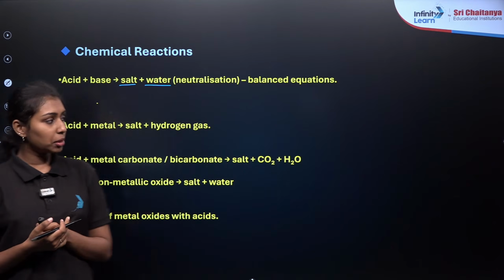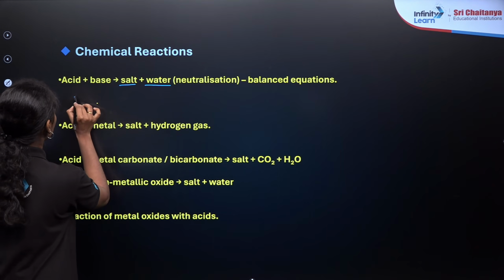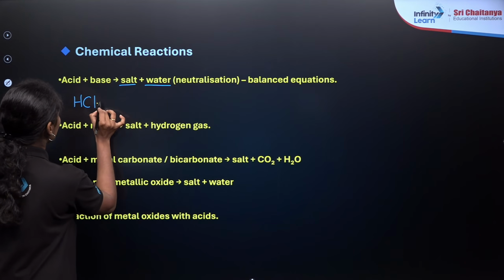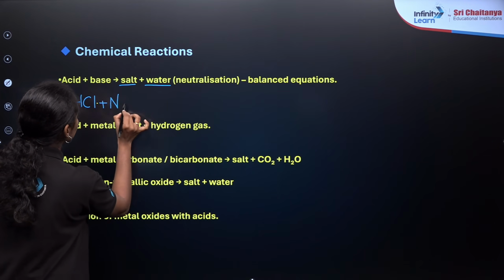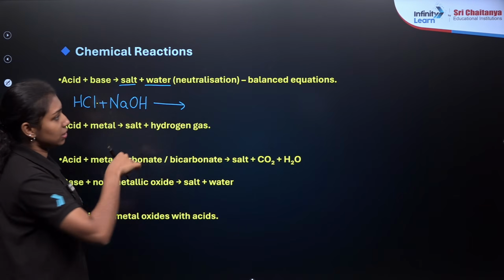For example, if I am asking about sodium hydroxide, right? If I am treating it with HCl, hydrochloric acid being the acid, plus sodium hydroxide, what will be the reaction? What will be the reaction? Anyone?